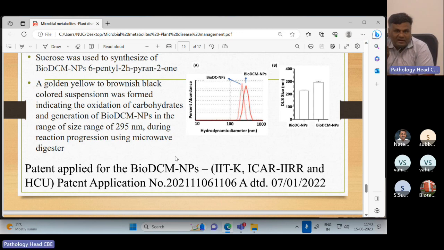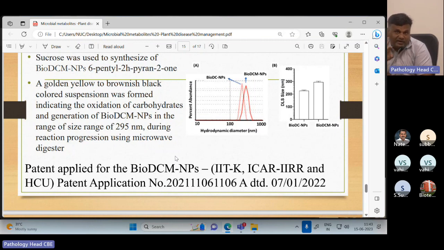bionanopolymer, because that is a patented one. Actually, we will be getting the patent this month. It's all preliminary work, going on for 1.5 years now. So all the work is done, and we have been given a provisional patent also. Our final patent is coming this week.